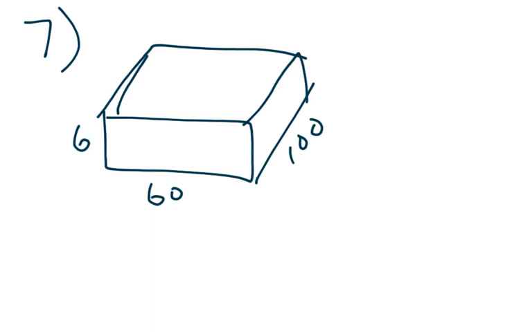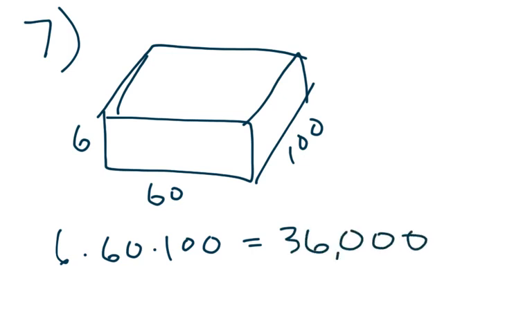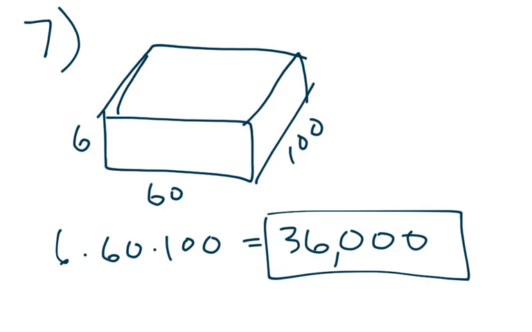Number 7, the sandbox at the local elementary school is 60 inches wide and 100 inches long. The sand in the box is 6 inches deep. How many cubic inches of sand are there in the sandbox? So we are looking for volume, so we are going to be multiplying 6 times 60 times 100. So that equals 36,000. So there are 36,000 cubic inches of sand in the sandbox.